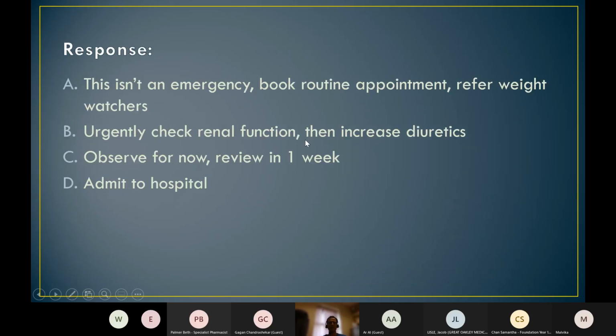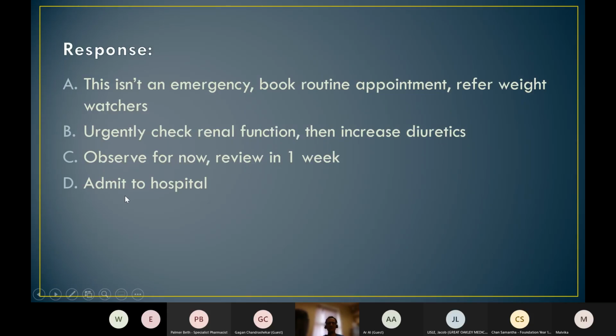So what do you think? Can we observe this and see her in a week's time to see how she's getting on? Bearing in mind that your clinics are overbooked and you're speaking to her over the phone and there's just no way you can see her anytime soon. So B, urgently check renal function, increased diuretics has been chosen.